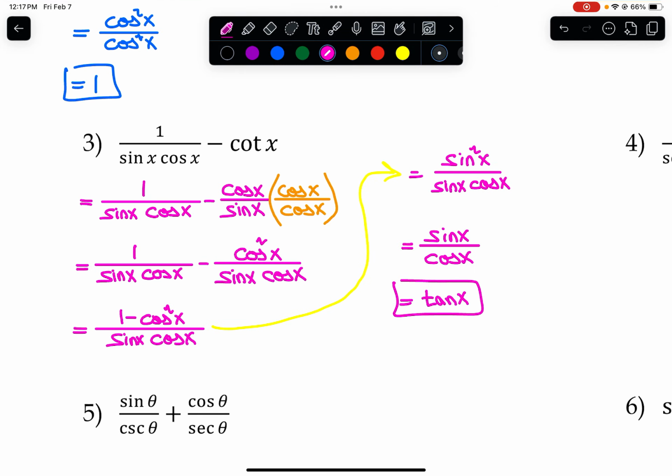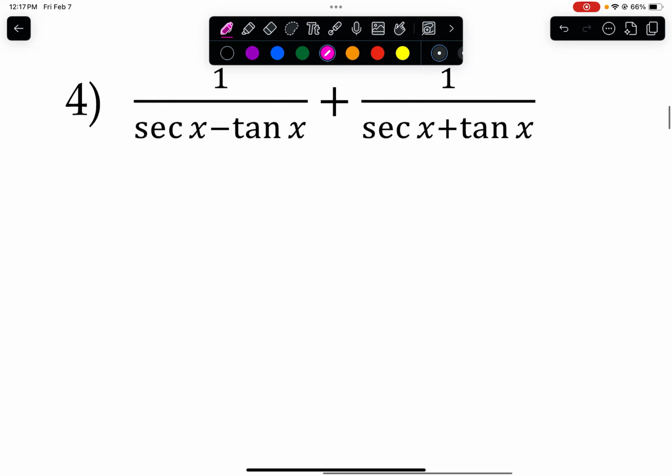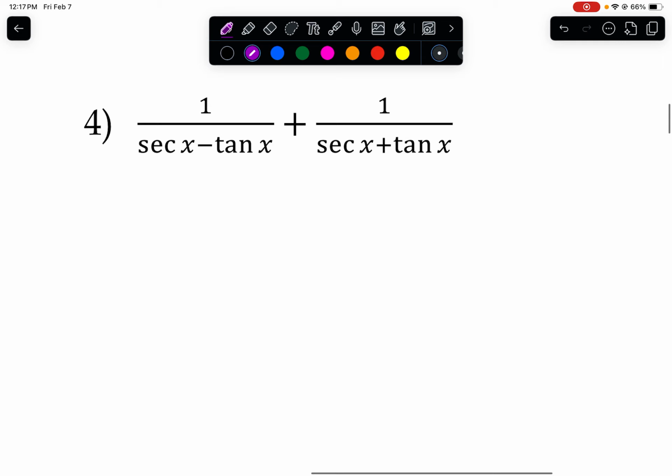Ta-da. Number 4. All right, this is the gross one. Okay, so with number 4, the big idea here is you really just need to get a common denominator.